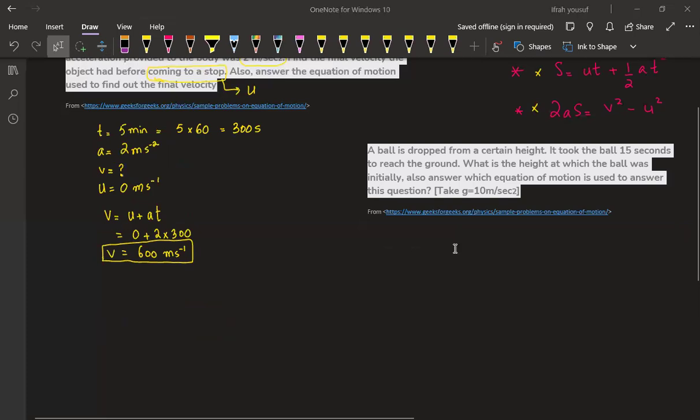Okay, so a ball is dropped from a certain height, right? It took the ball 15 seconds to reach the ground, right? So the ball is coming downward. And what is the height? We have to find out the height, right?